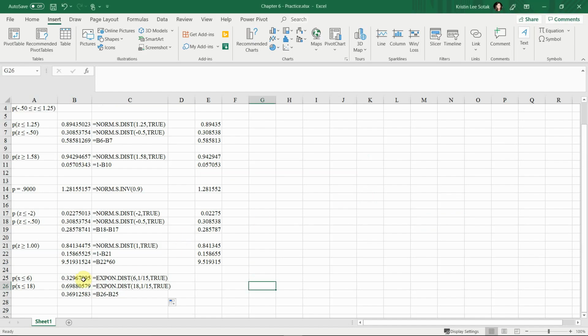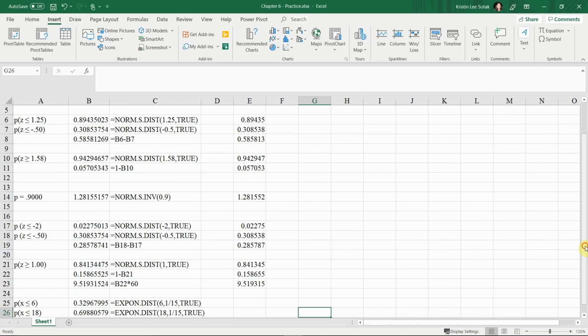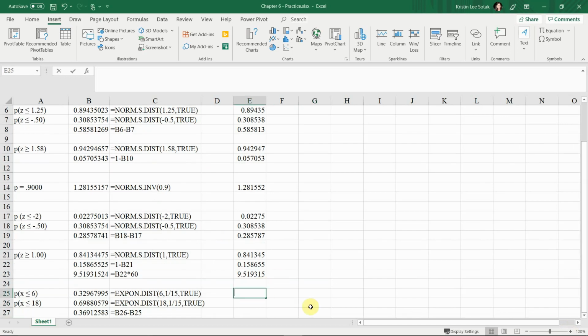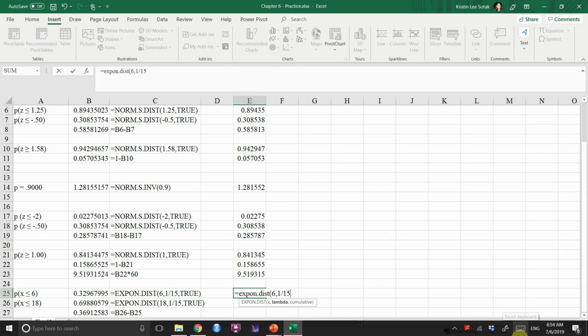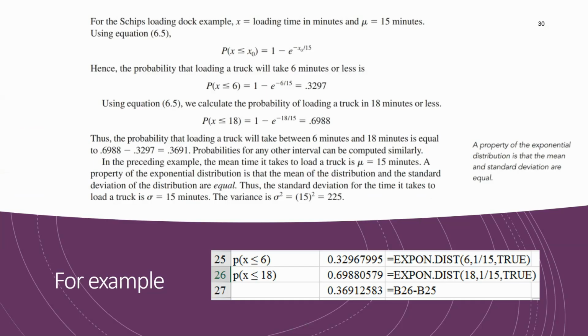All right, so I already have it written out for you down here. Let me zoom in a little bit. Again, it's equals expon.dist, and it's asking for x, so for us that's 6. What is lambda? 1 divided by mu, which is 15, and then cumulative is true, and boom, 0.3296 or 97, depending on rounding. So that's the answer right there.